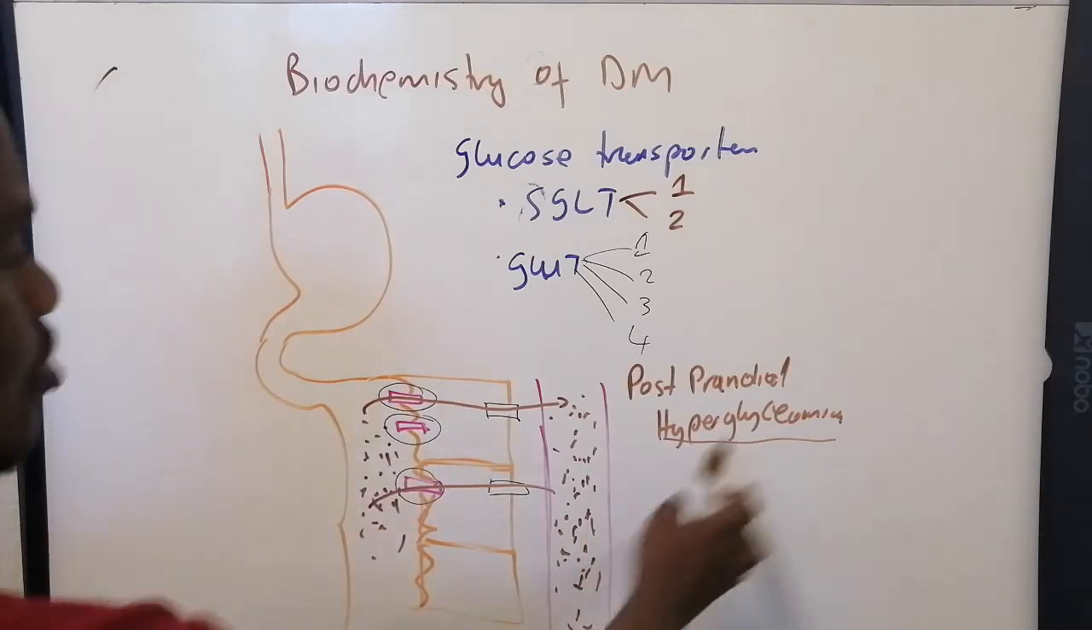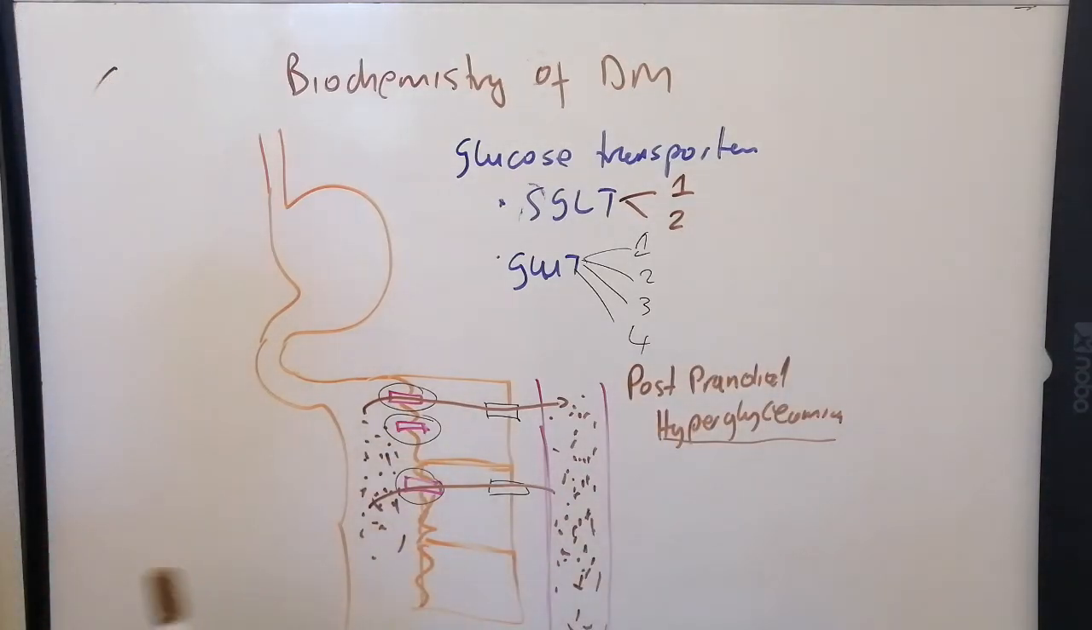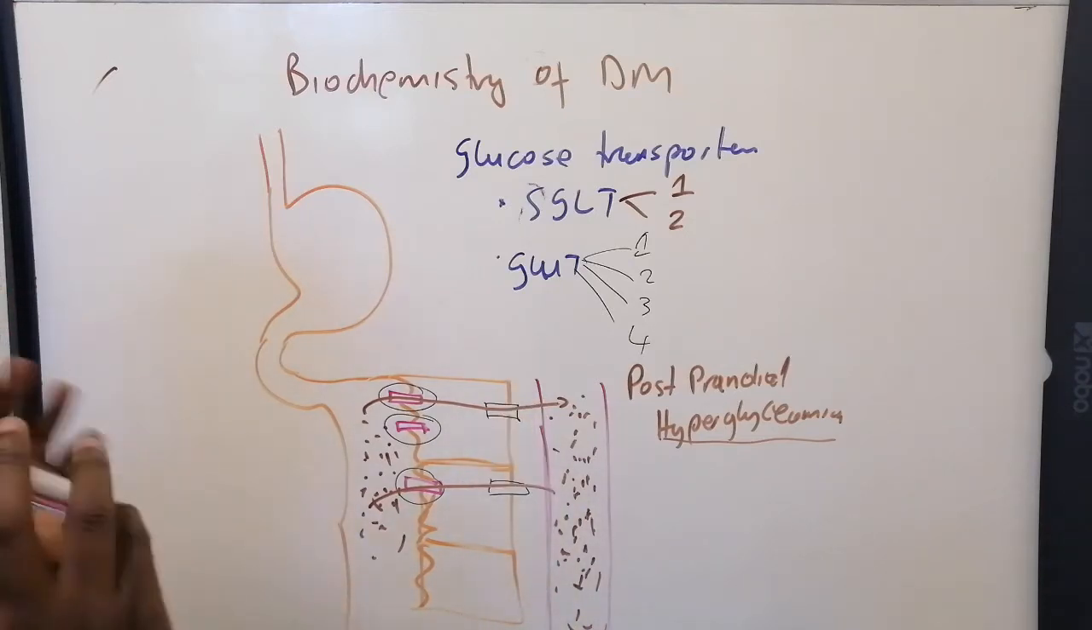Now after we've eaten, this is what we get: hyperglycemia. But we want our glucose to enter the cells. That's where it's wanted. The brain wants it, the muscles want it, adipose tissue wants it, the heart wants it, and all these different tissues want the glucose. So we cannot just have glucose in the blood. That's not where we want it. We want it to be in the cells.